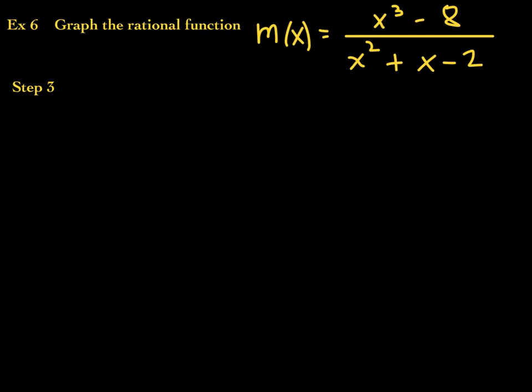Now I notice that the degree of the numerator, which is 3, is 1 more than the degree of the denominator, which is 2. Whenever that happens, that means I have a slant asymptote. And I'm going to have to find that slant asymptote using long division here because of how this divisor is. It's quadratic. So I'm going to have to use long division to find the slant asymptote.